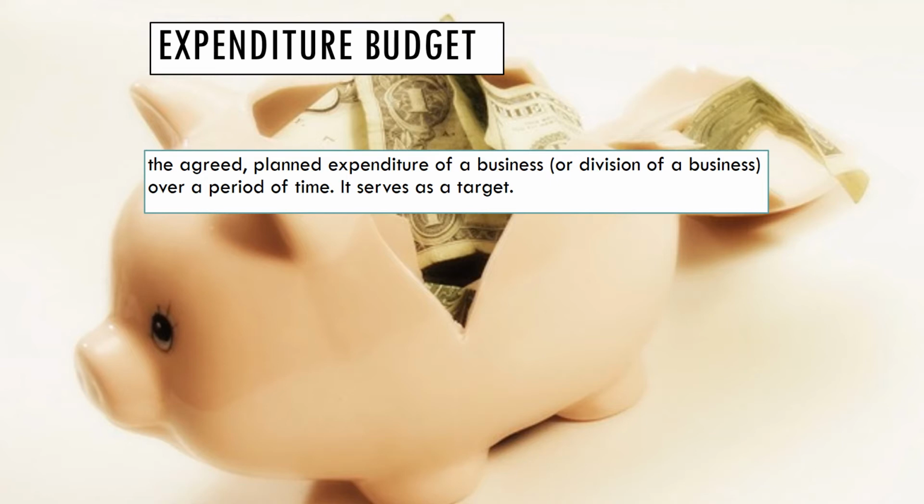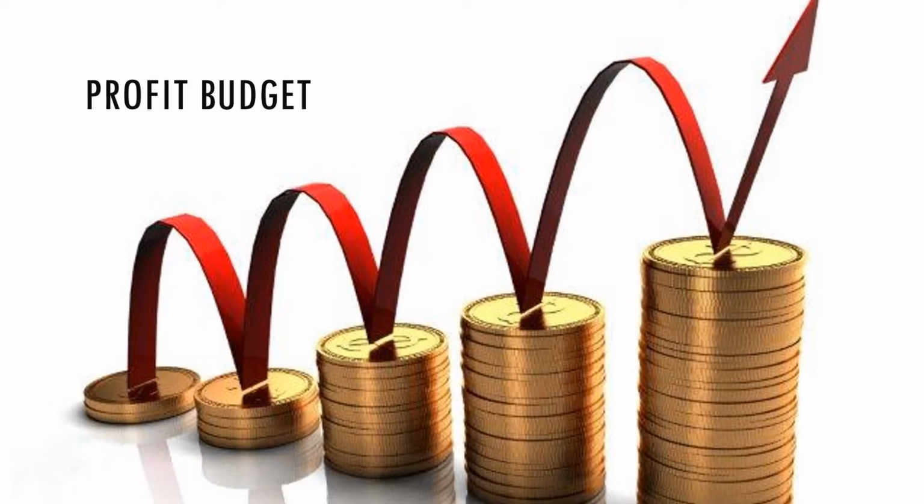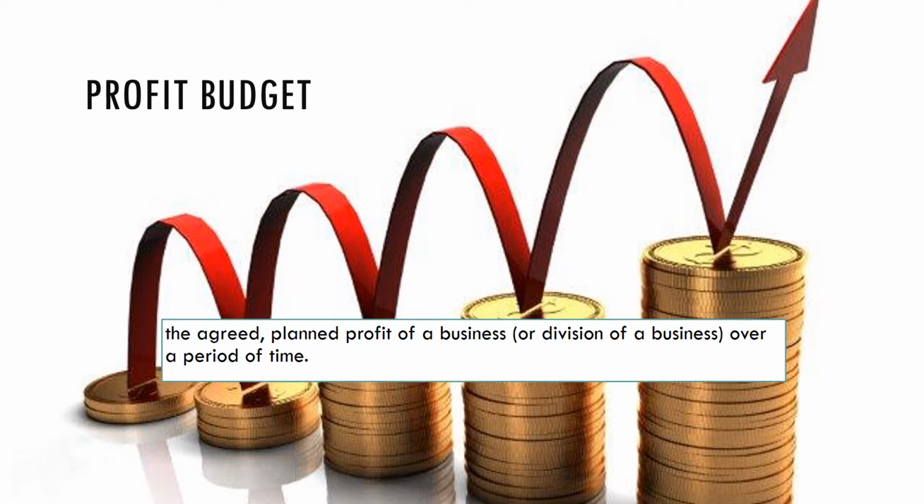So if you have an income budget and we have an expenditure budget, you can see where this is going. No surprises, the third one is a profit budget. And this is the agreed planned profit a business is targeting over a set period of time.